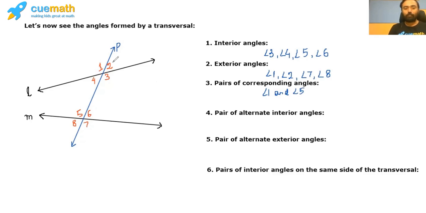Similarly, if we look at angle 2, the corresponding angle to this would be angle 6, because they both are present to the right of the transversal and on top of both the lines L and M respectively. So the next set would be angle 2 and angle 6. So we now can find the other pairs as well. The next pair would be angle 4 and angle 8. And then the last pair would be angle 3 and angle 7.